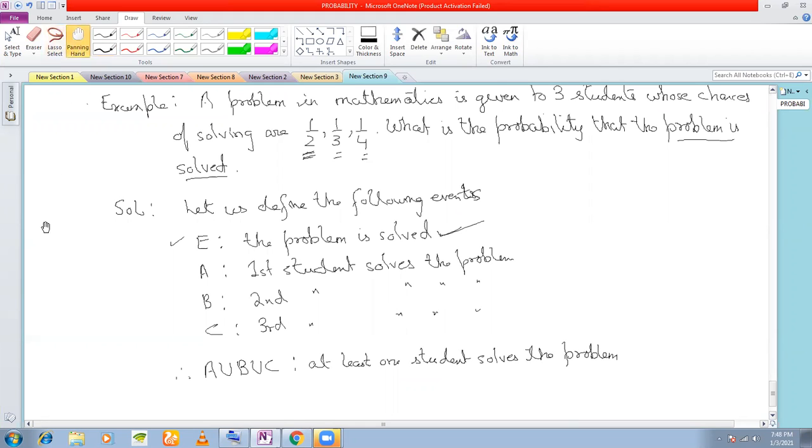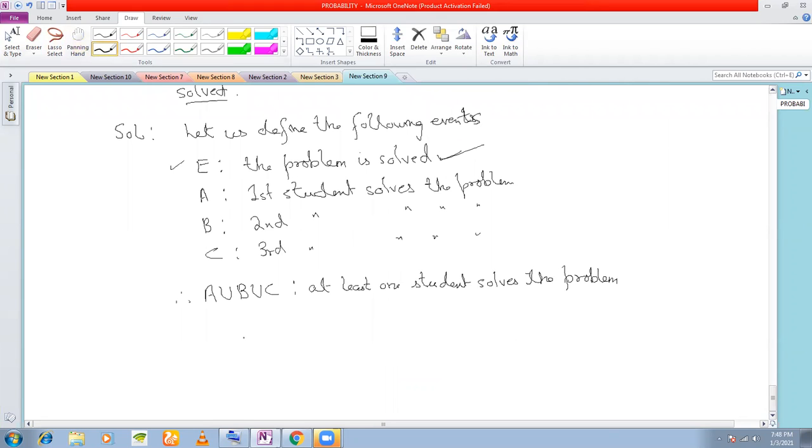That means what is E? E is the same as A union B union C. If the three students are solving the problem, and if at least one solves it, then the problem is solved. Whether I say the problem is solved or that at least one student solves it, it is the same thing, right? Therefore, what do we have to find? We have to find P(E), right? What is P(E)? P(E) must be equal to P(A union B union C), right?